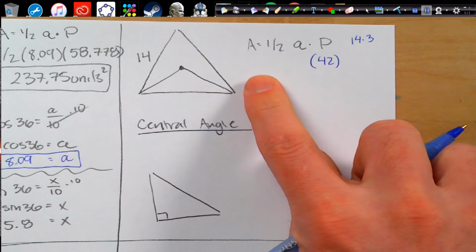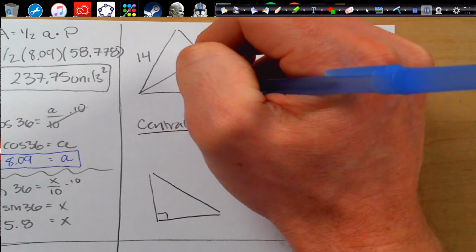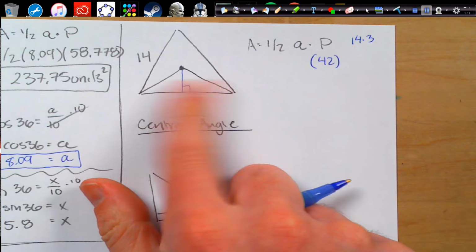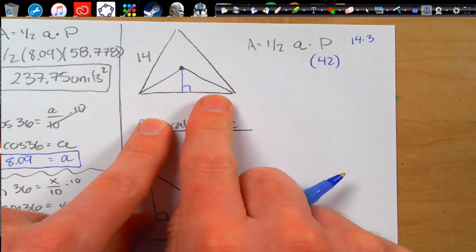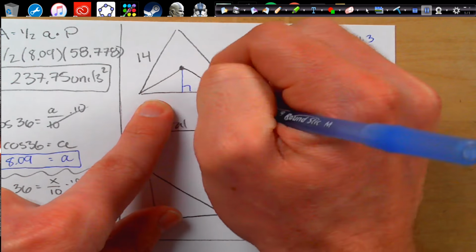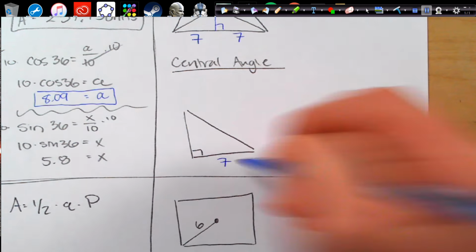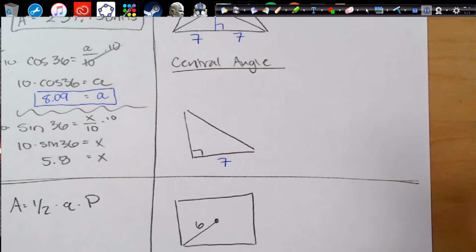Now I need to find the apothem. It's not drawn in, so I'm going to draw it in. And then remember, the apothem is like double cutting my pizza. So now my pizza is cut in 2. So I'm going to get 7 and 7. So this triangle down here is 7 with the 90 degree.